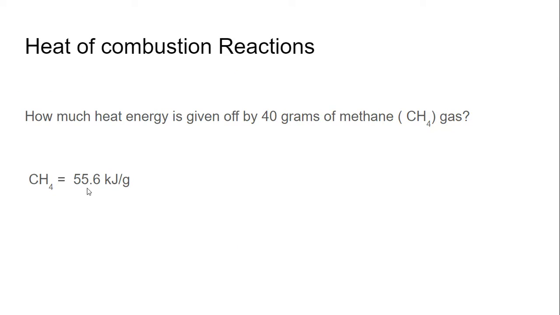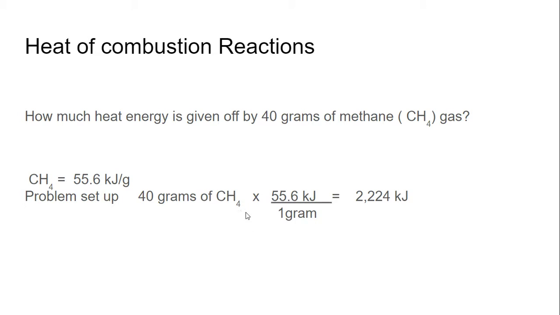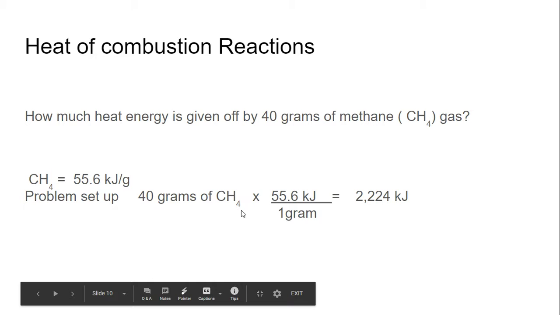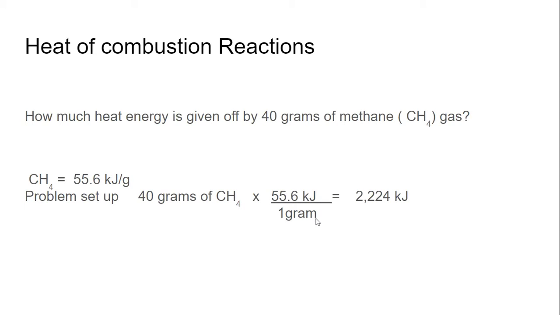Okay, so there's our number of kilojoules per gram. This is how many grams we're burning. So all we have to do is multiply the grams by the kilojoules. Since it's per 1 gram, the grams cancel, and it tells us the total energy given off, 2,224. Those are really simple. You just multiply it out, gets rid of your grams, it tells you how much energy you give off.